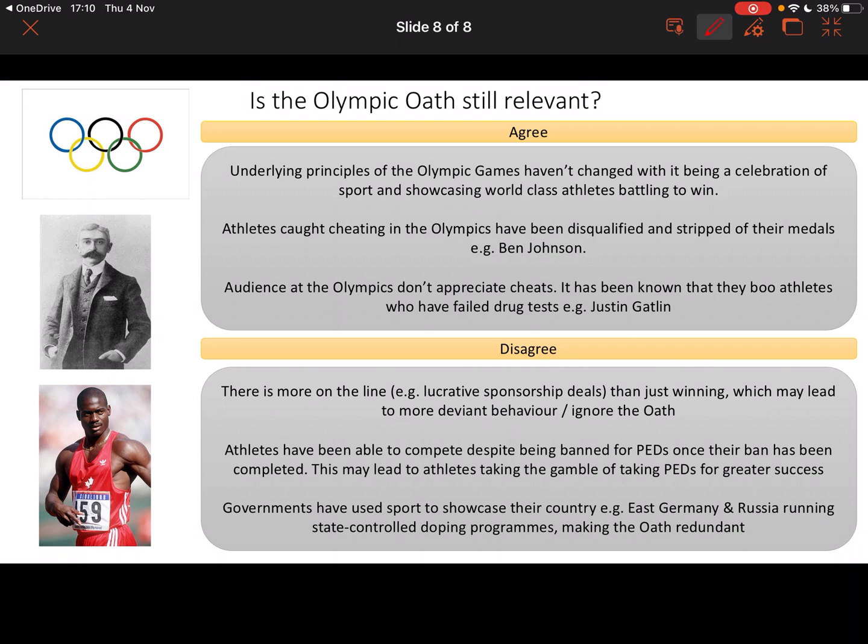Okay, but going back to the commentary, when Usain Bolt beat Gatlin, Steve Cram was talking about how Usain Bolt has not only regained his title, he may have saved his sport, because what would the message be like if Justin Gatlin, a multiple drug cheat, had actually beaten Usain Bolt. Okay, so the very fact that the audience don't appreciate drug cheats and boo the athletes, you could argue that they want to see clean athletes. They do not want to be seeing athletes who have failed drug tests in their career. So those are 3 reasons why you could argue that the Olympic oath is still relevant.